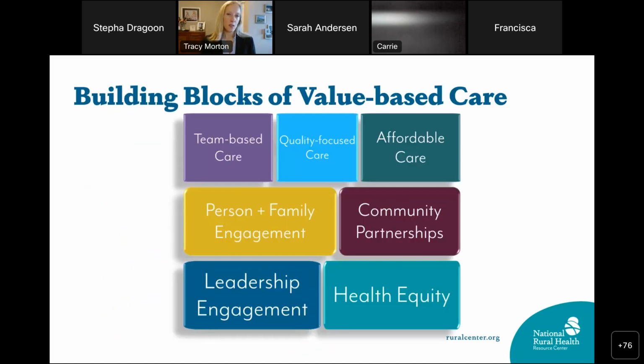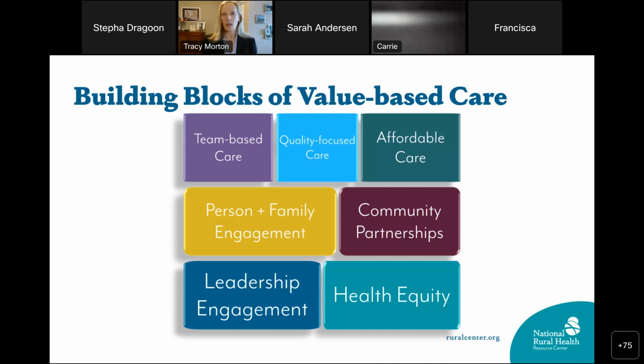There are some basics to consider within value-based models and the building blocks that are really necessary for these models to be successful. As with any organization in any industry, leadership engagement is paramount. It's important for establishing culture. It's important for establishing vision and values. And without leadership engagement in any type of initiative, we do not see long-term success.